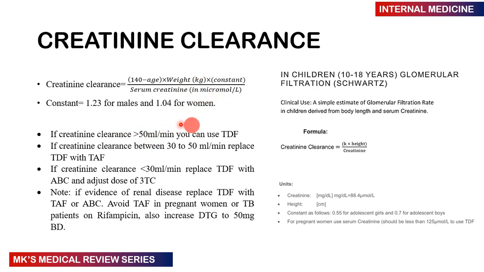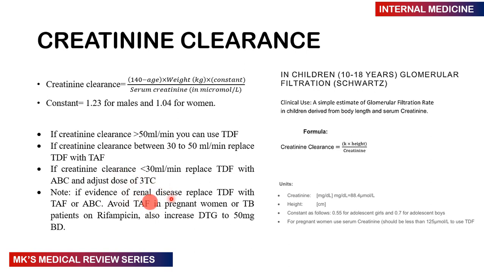Then, if your creatinine clearance is greater than 50, you can use TDF. If it's between 30 to 50, you should replace TDF with TAF. If it is less than 30, then replace the TDF or the TAF with your ABC regimen and adjust the dose of 3TC. So you put them on ABC and 3TC.